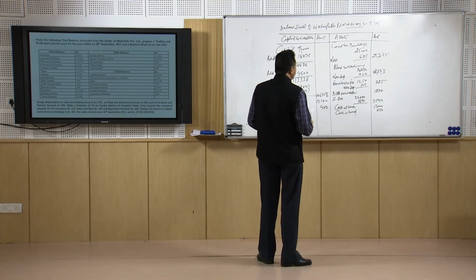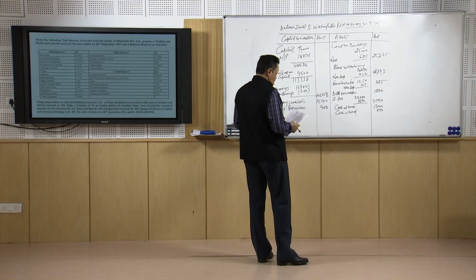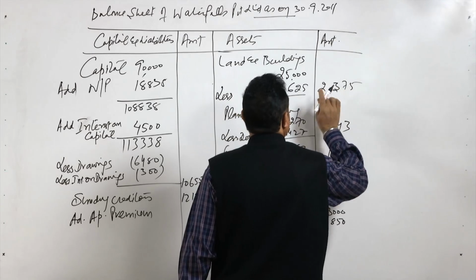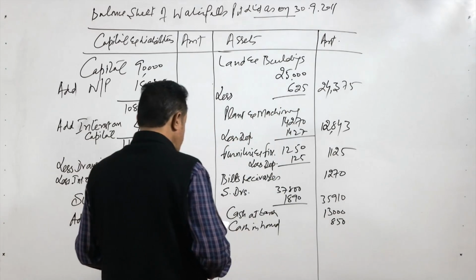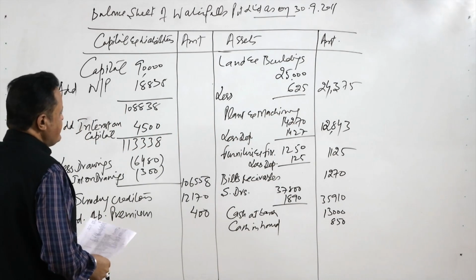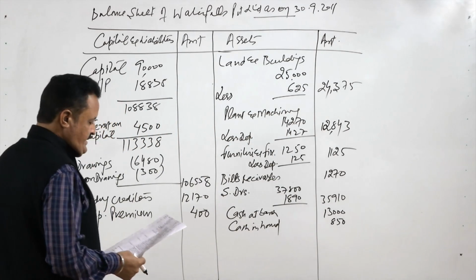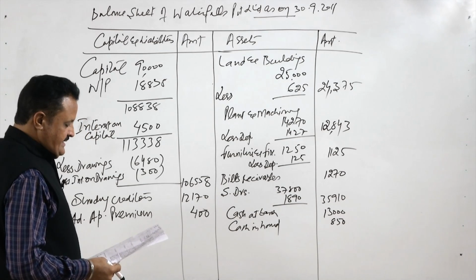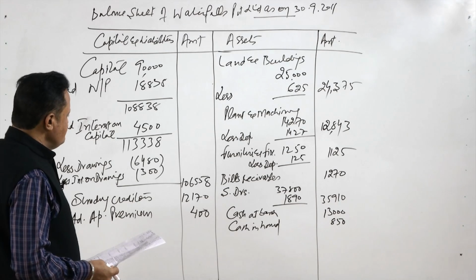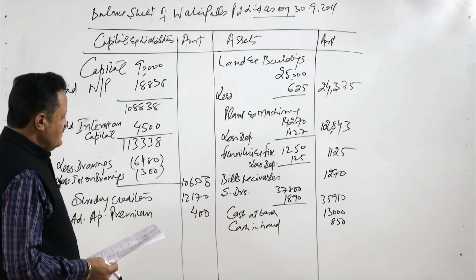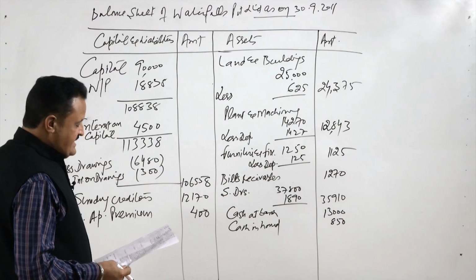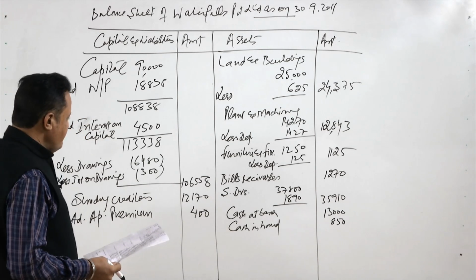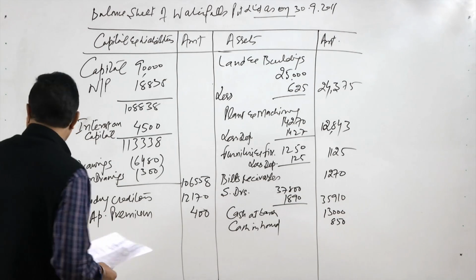We have taken the land and building, amount is 25,000. Oh sorry, this is not 25,000, we'll make the correction: 24,375. Then plant and machinery 12,843. Then furniture and fixtures 1125. Then bills receivables 1270. Then sundry debtors 35,910. Cash at bank is 13,000. Cash in hand is 850. And then one more item is here.